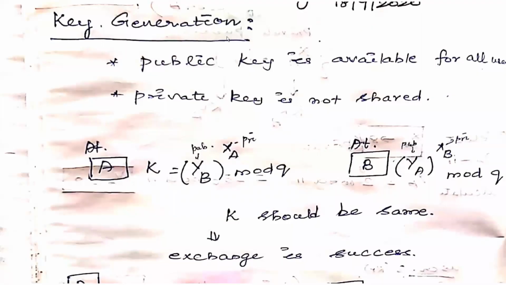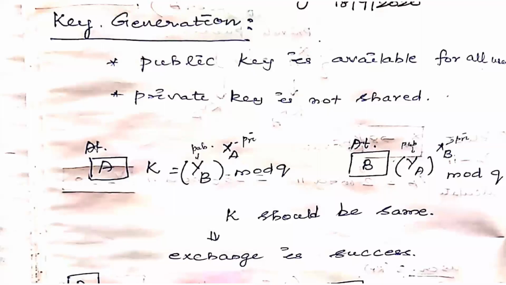The next step is the key generation process. In public key generation, the public key is now available to all users. Public key means it is in the network, so every user has the public key that was distributed. Y, capital letter Y, represents the public key and is available to all users, and the private key should not be shared.